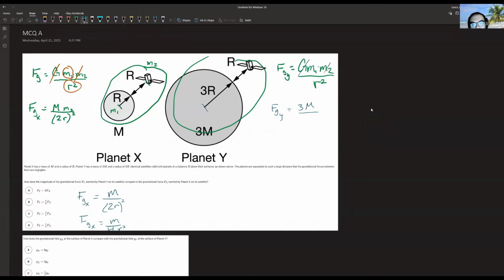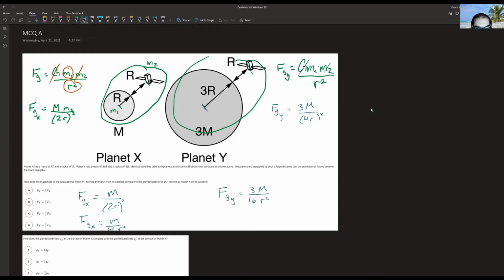Well, by golly, it's 3 times the radius, but we're still a distance r away. So the distance between these two objects is going to be 4r. And then we're going to square that monster. And so this becomes the force due to gravity on Y: 3m over 16 r squared.